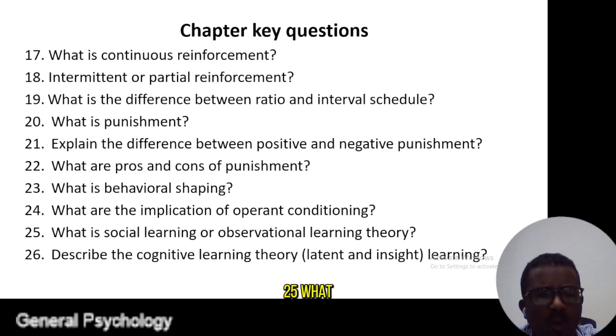Question 25: what is social learning theory, or sometimes called observational learning theory? You are going to define and identify social learning or observational learning. Lastly, you will describe the theory of cognitive learning, which is latent and insight learning.